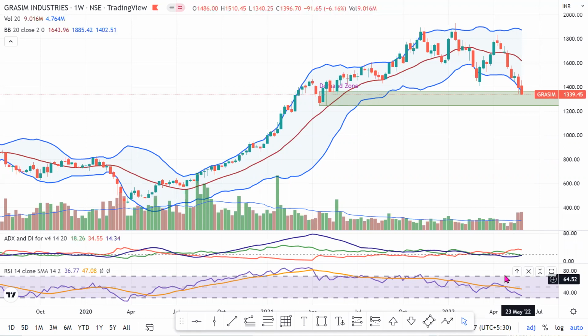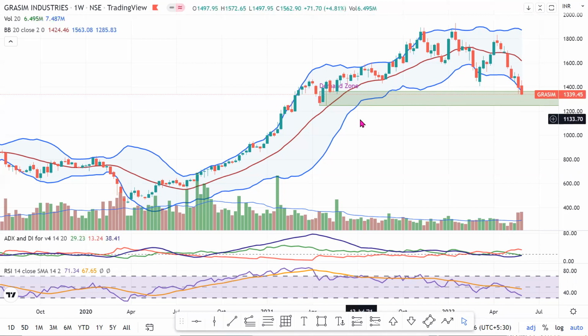Similarly, ADX was above the 50 levels over here. Now RSI has started going down and it is below the 50 levels. So the RSI is also telling me it is likely to go down. The ADX is also telling me it is likely to go down. So it can go down another, say from 1340 to 1260 levels, another 50-60 points.